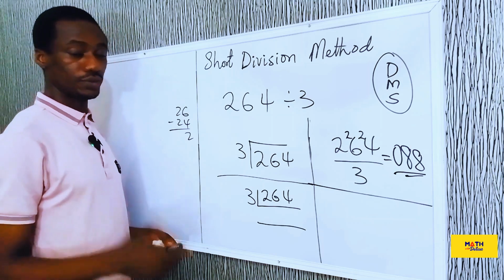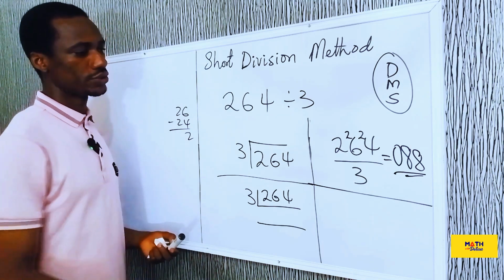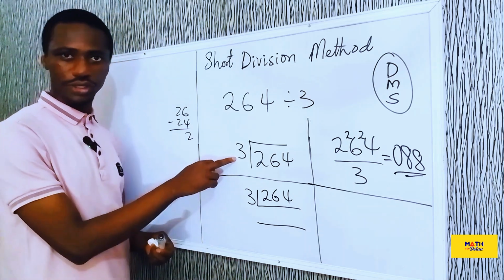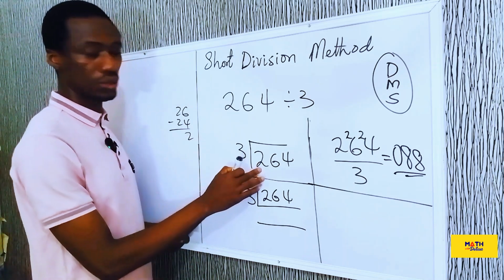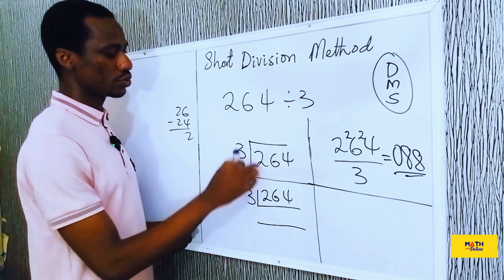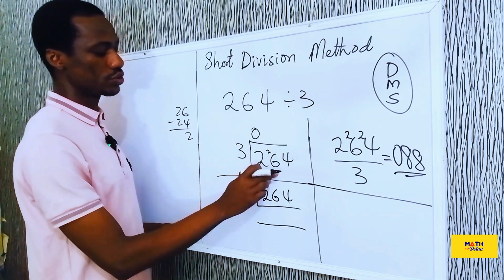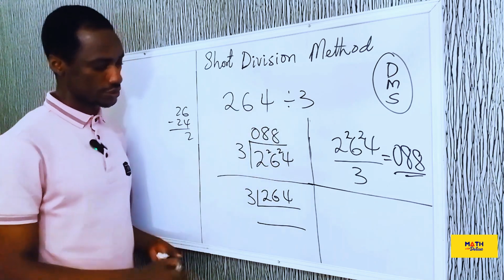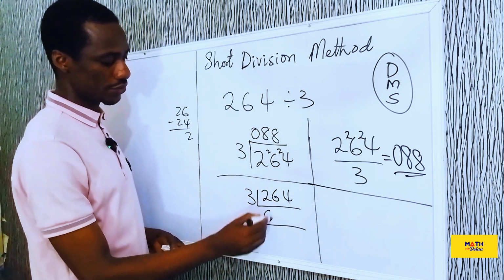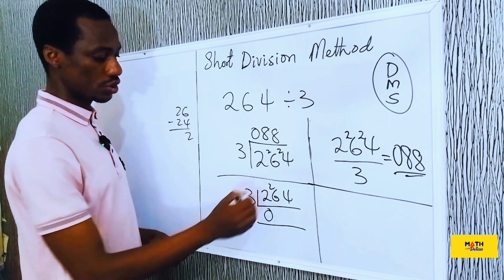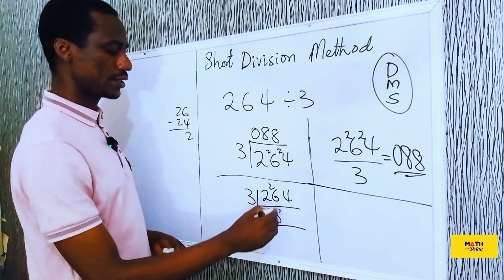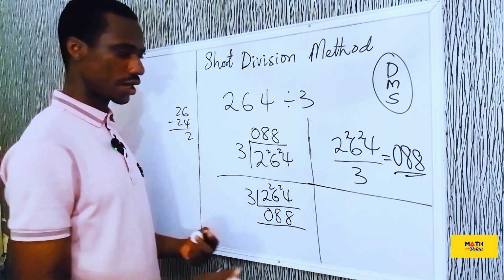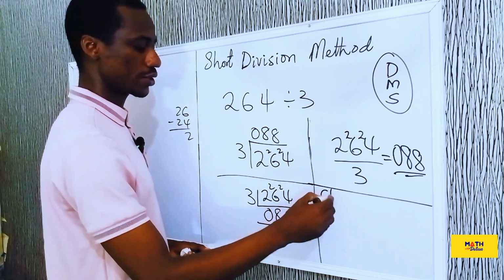Remember what brother does for us. It checks. So brother will check by multiplying to see if our answer is correct. If I do the same thing here, I get the same answer. 3 in 2 is 0, remainder 2. 3 in 26 is 8, remainder 2. 3 in 24 is 8. Over here too, 3 in 2 is 0, remainder 2. 3 in 26 is 8, remainder 2. And 3 in 24 is 8. So brother, check for us.